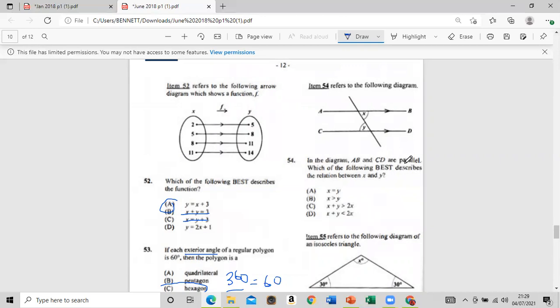Alright, in the diagram, A, B, and C are parallel lines. Which is the best relationship between X and Y? So this is alternate angles, so X is equal to Y.